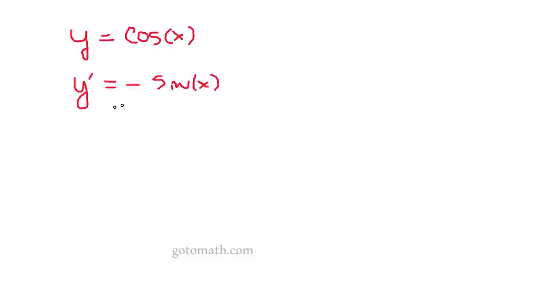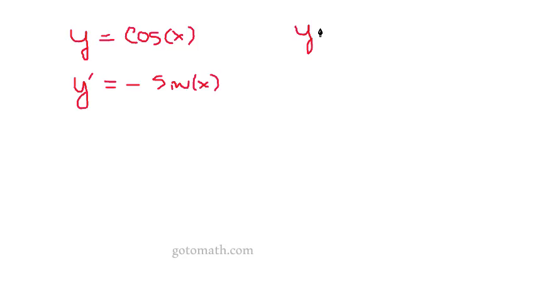Now, how about we use red? Why not? I haven't used red in a while. Y is equal to cosine x. Now these are ones that you're just going to have to memorize. And so we end up with negative sine x. Okay, negative sine x.